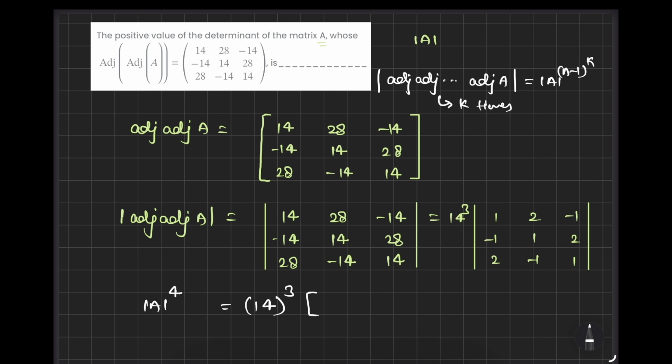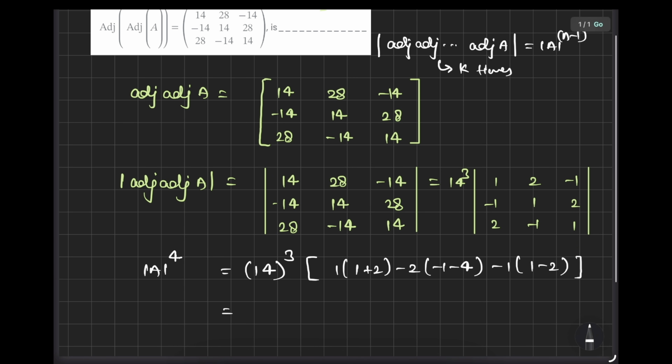Now I'll open the bracket. So it is 1 plus 2, minus 2. So it is minus 1, minus 4, then minus 1, 1 minus 2. Let's simplify things. So it is 14 power 3, 3 plus 10, and then plus 1. So it is 14. So it is 14 power 4.